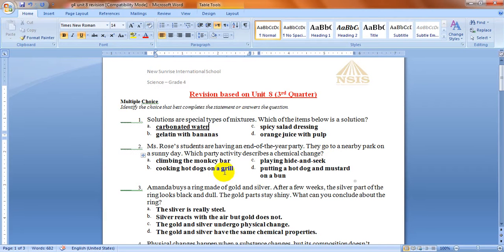Which of these will form a new substance? Climbing the monkey bar, cooking hot dogs on a grill, playing hide and seek, putting a hot dog and mustard on a bun. Of course it will be cooking hot dogs on a grill. Why? Because the hot dogs will change into a new substance, different in all of its properties, shape, color, size, everything, and even its temperature will change.